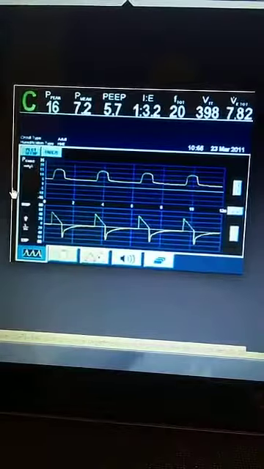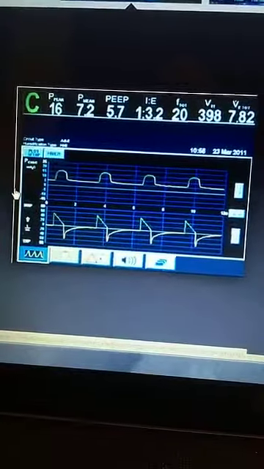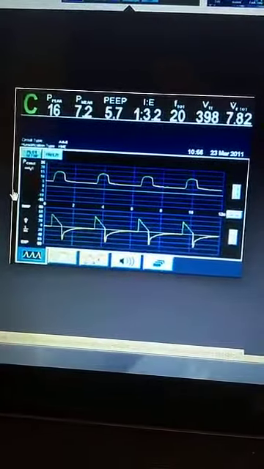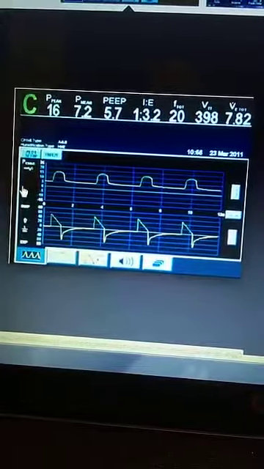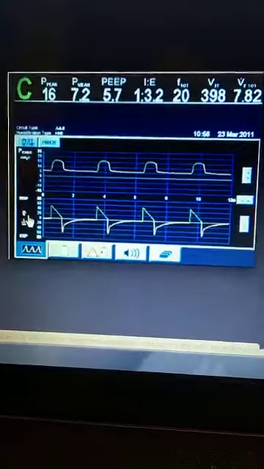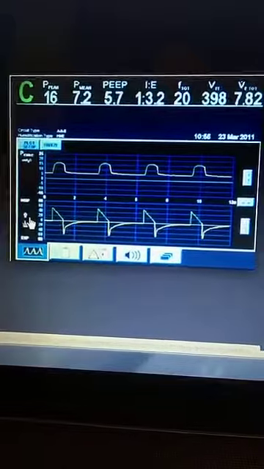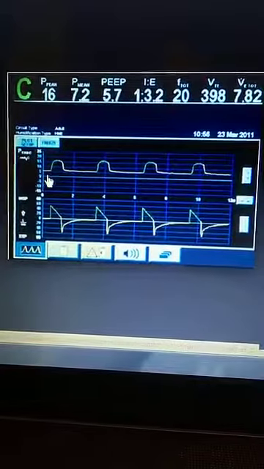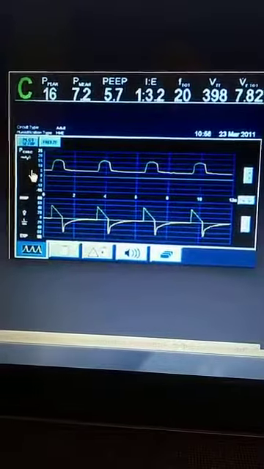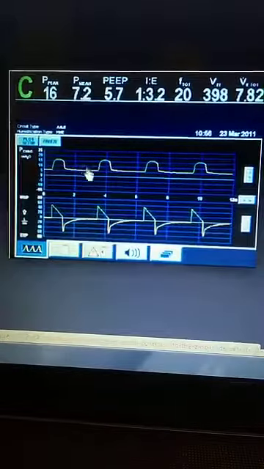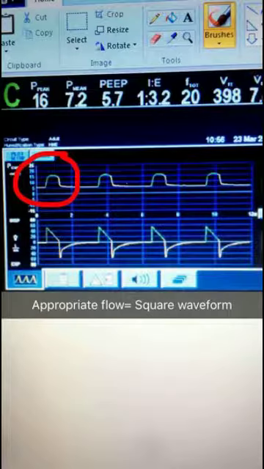Alrighty, so this screenshot is pretty typical of something you'd see in one of our intensive care settings. There's two scalars here. The first one is the pressure by time, and the second is the flow by time. And to determine if your flow is set correctly, you're actually going to look right up here at the top at the pressure by time scalar. You can see these nice square waveforms. That's what we're going for.